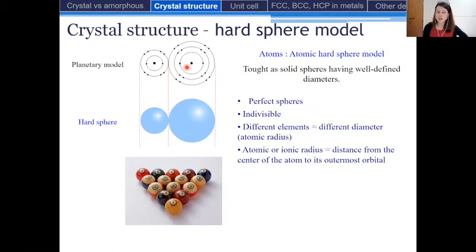So we are going to consider such a situation where each kind of element is represented as a hard sphere, a perfect sphere which is indivisible and that has a specific diameter that corresponds in fact to the distance between the center of the atom, so the center of the nucleus of the atom, and the outermost orbital of this atom. Okay, so as you can see, we have two different atoms in this case, and each atom has a specific diameter that corresponds to the atomic radius.